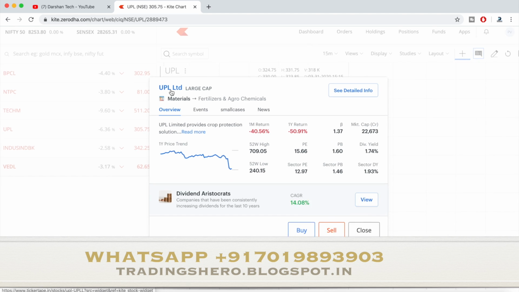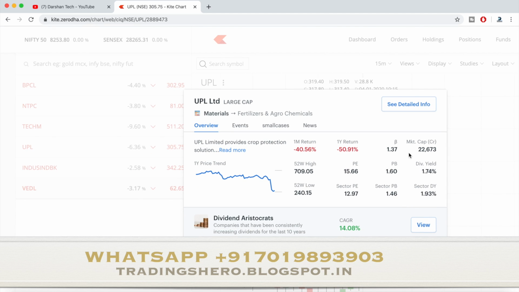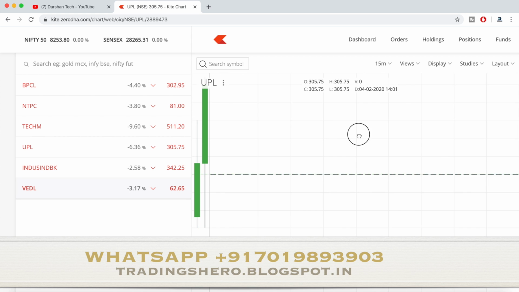And this is the UPL chart, the UPL stock, the beta is 1.37. So the more the beta value is, the more movement you can see in the stock. Our Nifty 50 beta is always 1. So if a stock has a value more than 1, if Nifty moves 1%, even the stock will move 1%. If the Nifty falls 1%, the stock will fall 1%. So that will be the relation to the Nifty 50, and you can find good volatility in the stocks when you find the beta is more. So this is the first factor, that is the beta of the stocks.